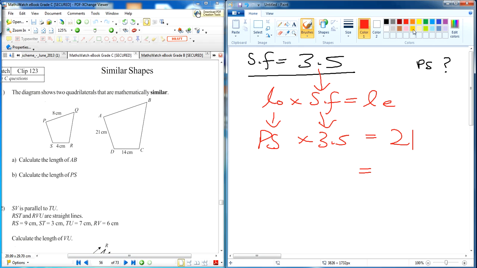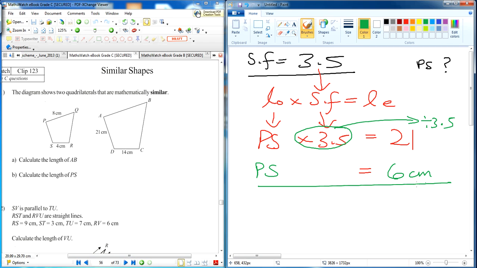So if I want to work out PS, the opposite of times by 3.5 is divide by 3.5. So PS is equal to 21 divided by 3.5, which gives us 6 exactly. So in this particular question, we have to do a division calculation. We have to do the reverse in order to work out the answer. And that will be the answer to part B. So that is part B, and that's the end of that particular one now.